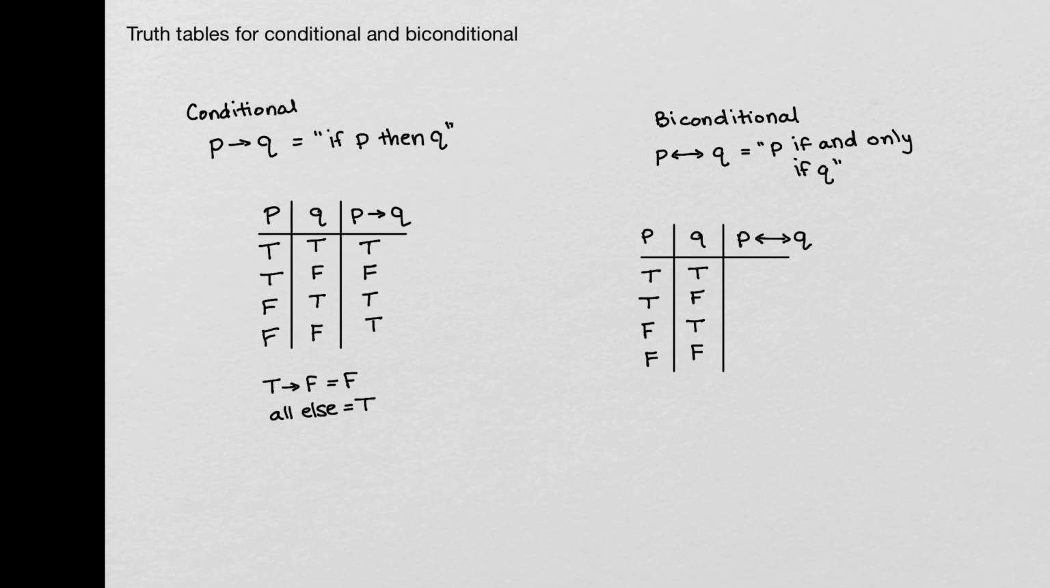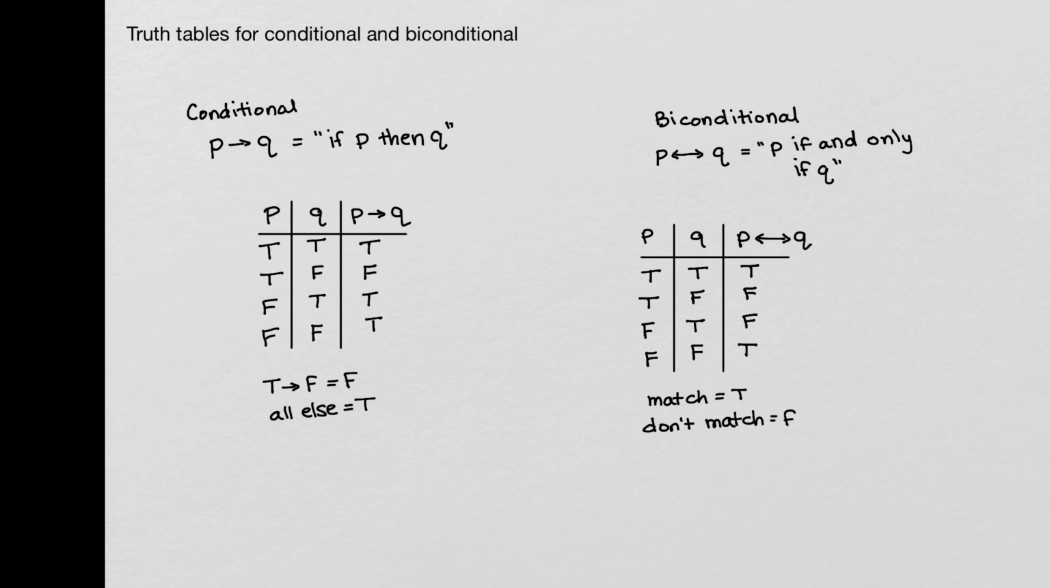So true if and only if true is true. True if and only if false is false, because we have 1 of each. They don't match. False if and only if true is false. And false if and only if false is true. So this is the only way we have 2 falses making it true. So if they match, that's true. Don't match, that is false.